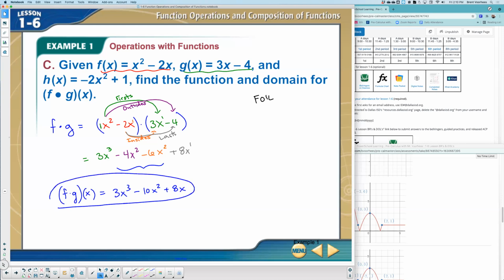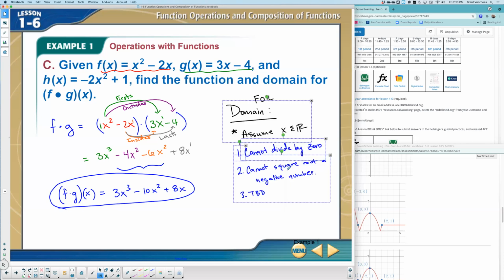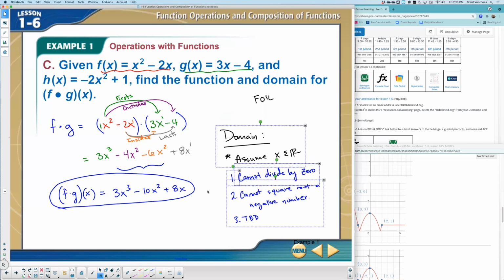Did we do any divisions of x's? We did not do any divisions of x's. Did we have any square roots in there? Domain's all reals, from negative infinity to positive infinity. All right, and one more before I give you one.